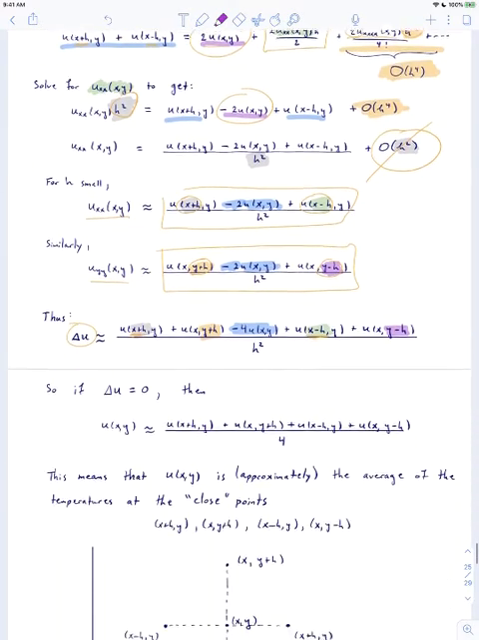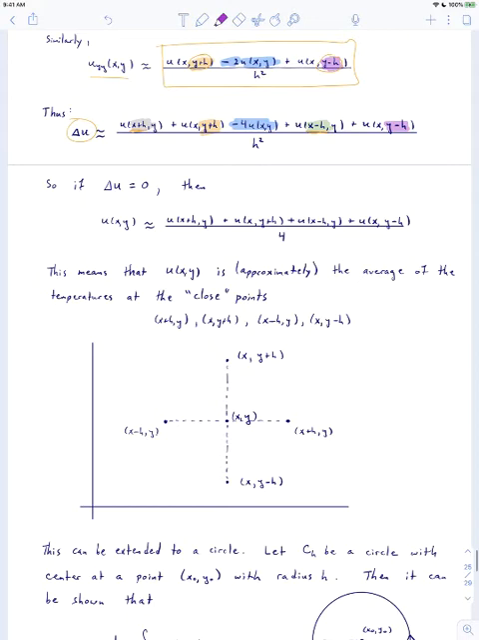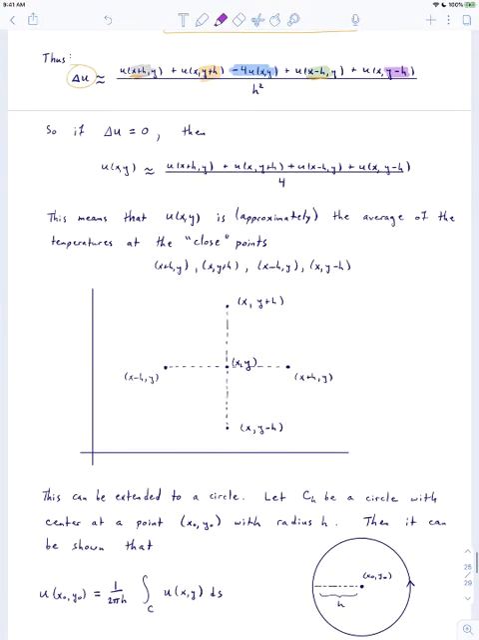Now, Laplace's equation is that the Laplacian of u is equal to 0. So what does that mean here if the Laplacian is equal to 0? Well, if the Laplacian is equal to 0, then all of this numerator is equal to 0. So if the Laplacian of u is equal to 0, then we have a 0 here. So h is not going to be 0. h is some small increment. So this numerator must be 0, or approximately 0. So what does that tell you?